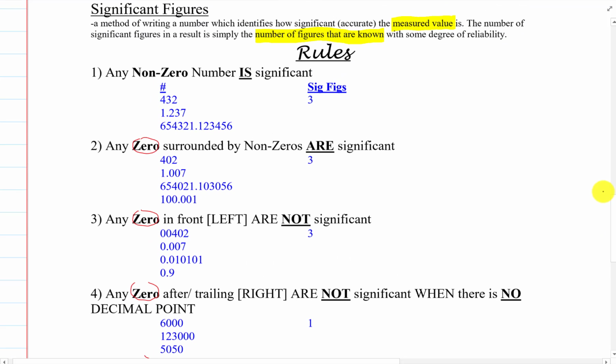The first rule is about anything that's not a 0. Okay? So anything that is not a 0 is significant. So these 3 numbers here, 432, 1.237, and 654,321.123456, all have numbers that are not zeros. So every number that's written down is significant. The first one has 3 sig figs. The next one has 4 sig figs. The next one here has 12 sig figs. Simple as that. So anything that is a number that's not 0 is significant.